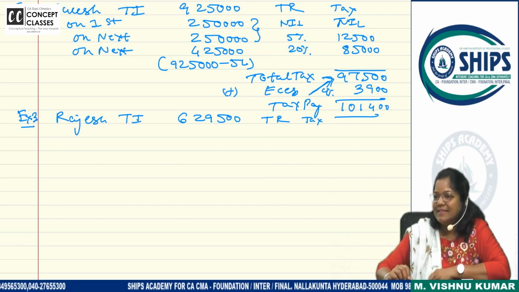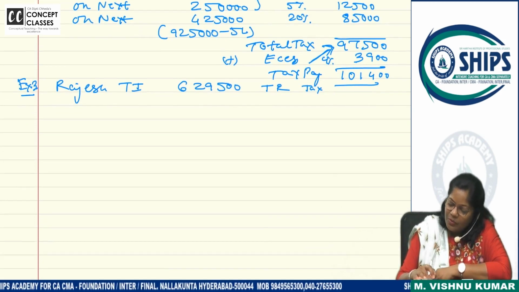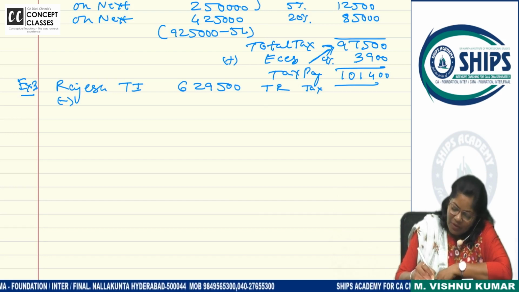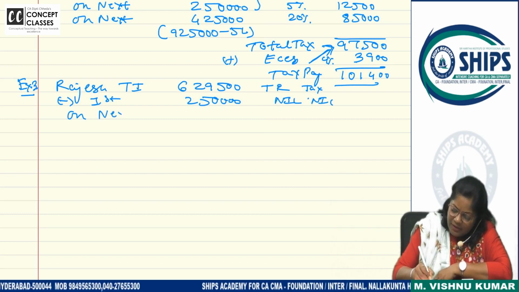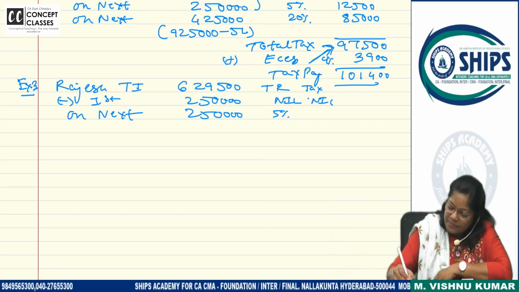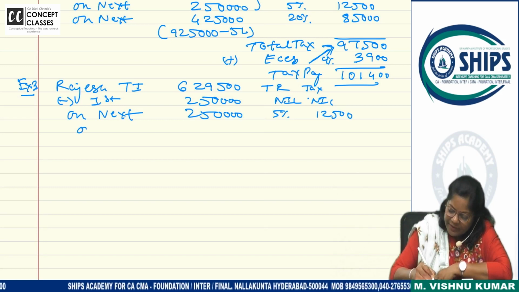Yes, in your notebooks. Okay. So I would like to copy from your book. What do I do first? On the first 2,50,000, it is nil. On the next 2,50,000, it is 12,500.